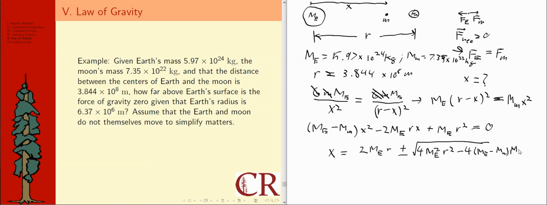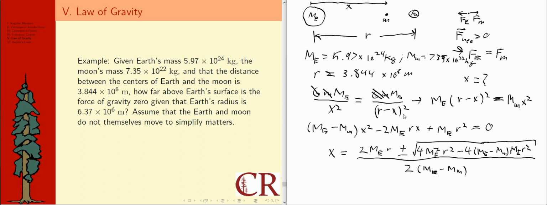So it would be m_e R squared, and then I need to extend this square root to include that whole thing, divided by 2a. So underneath this I will write 2 times (m_e minus m_m).